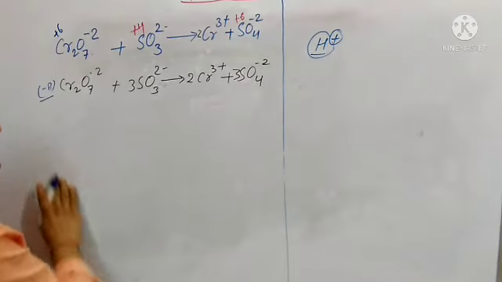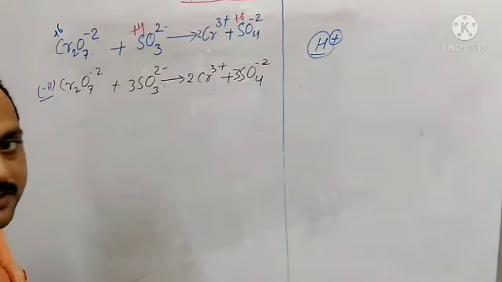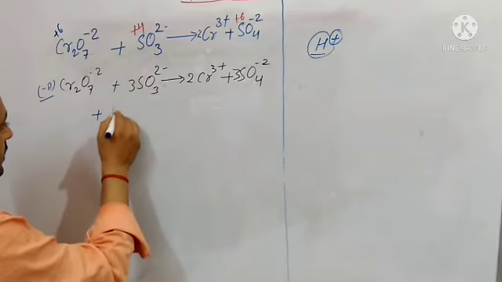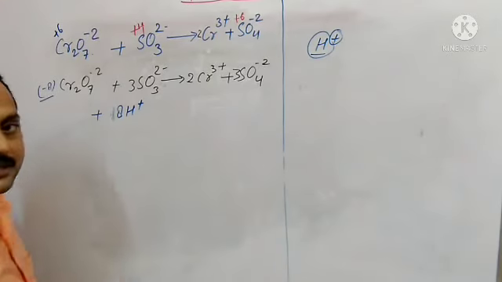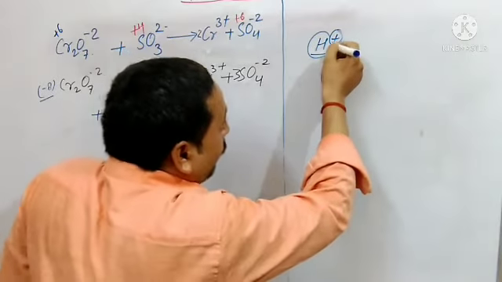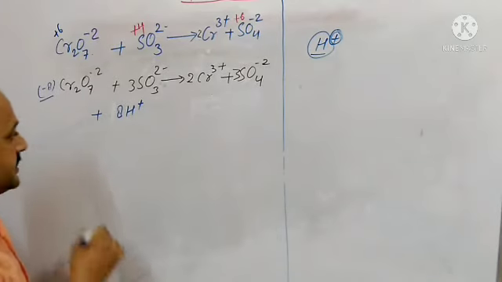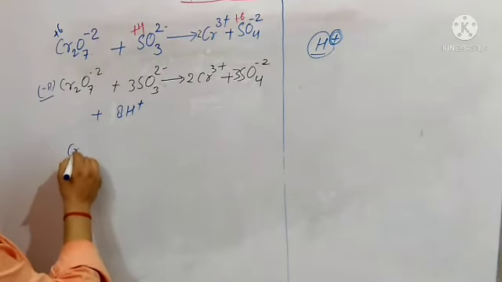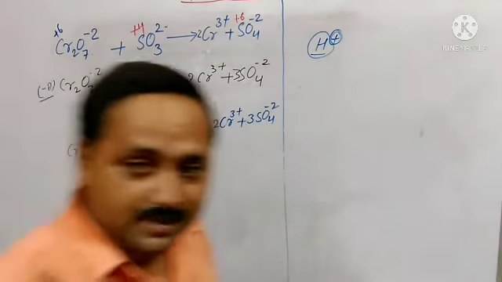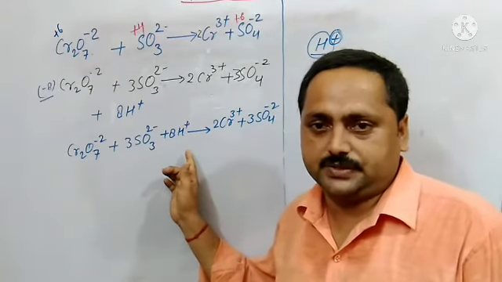So minus 8 is there. To balance this, how many H plus will be added here? Here minus 8. So can I write 8 H plus? Yes. Minus 8 is there and 1 H has 1 plus. So I will write 8 H plus. Next step, I will write here Cr2O7 2 minus. So we have written 8 H plus.